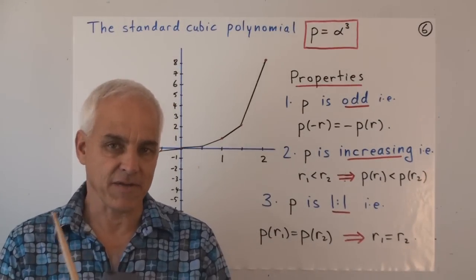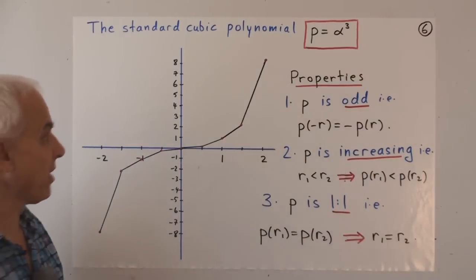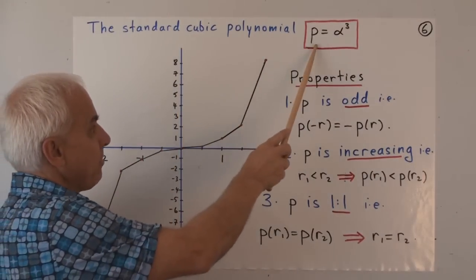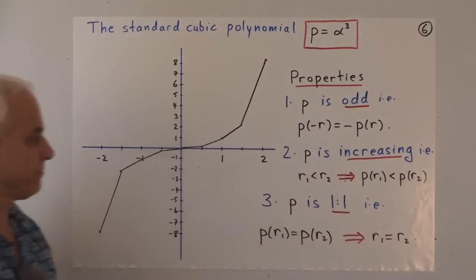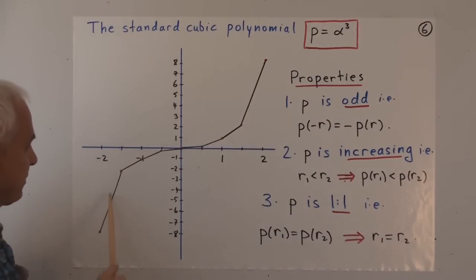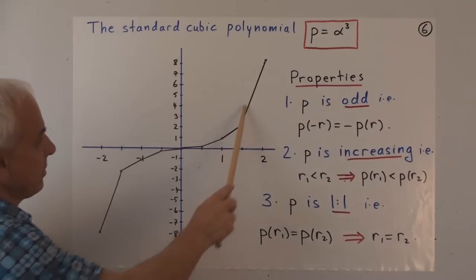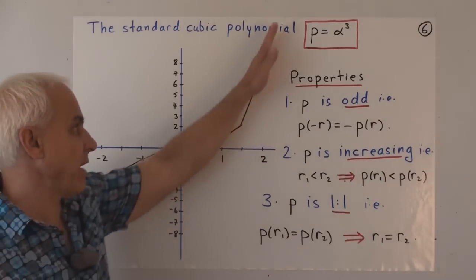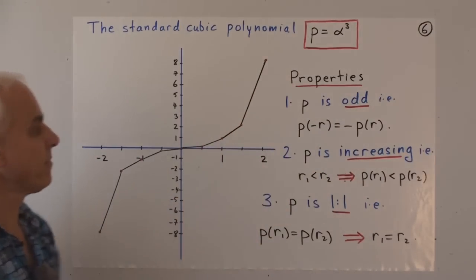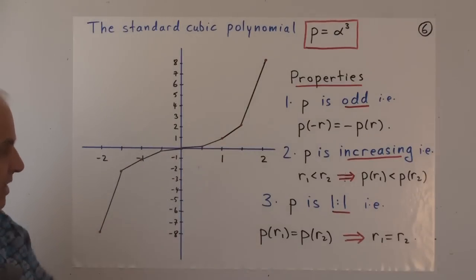Now I just wanted to say a few words about a special cubic, the simplest cubic, p equals alpha cubed. There's a graph of it. It sort of flattens out around 0. Of course, it increases rather dramatically as you keep going. And it has three important properties that it's worth pointing out.